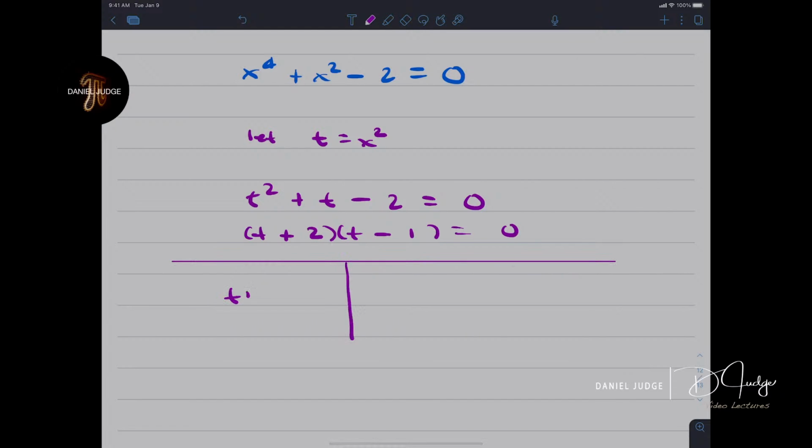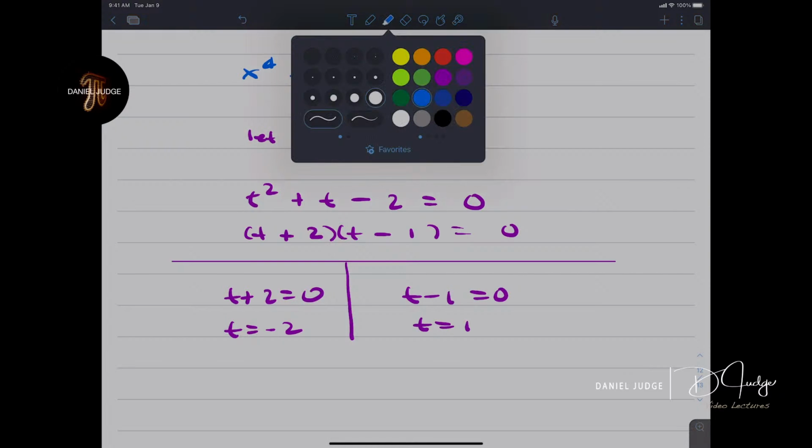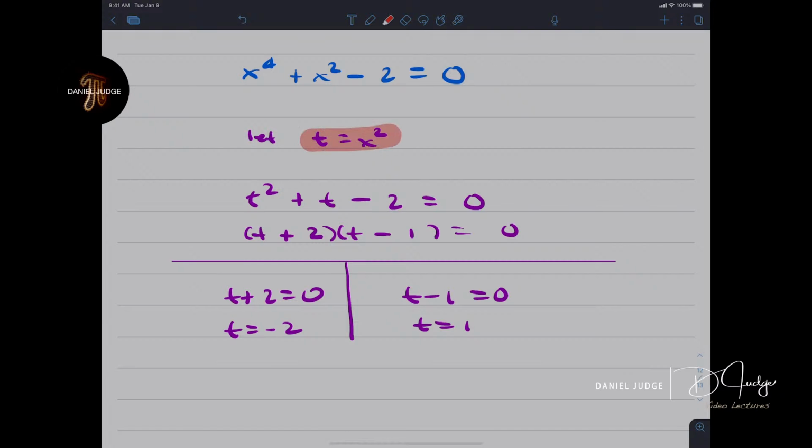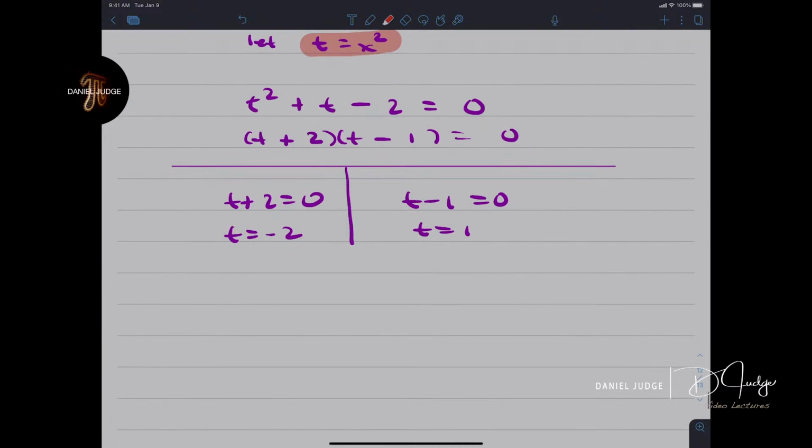Okay, that means t plus 2 is 0. It means t minus 1 is 0. From the zero product rule, it means t is negative 2, or it means t is positive 1. But we're saying t is x squared, so I can find the value of x. This means x squared is negative 2, or x squared is positive 1, because that's what t is. This is quadratic in form.